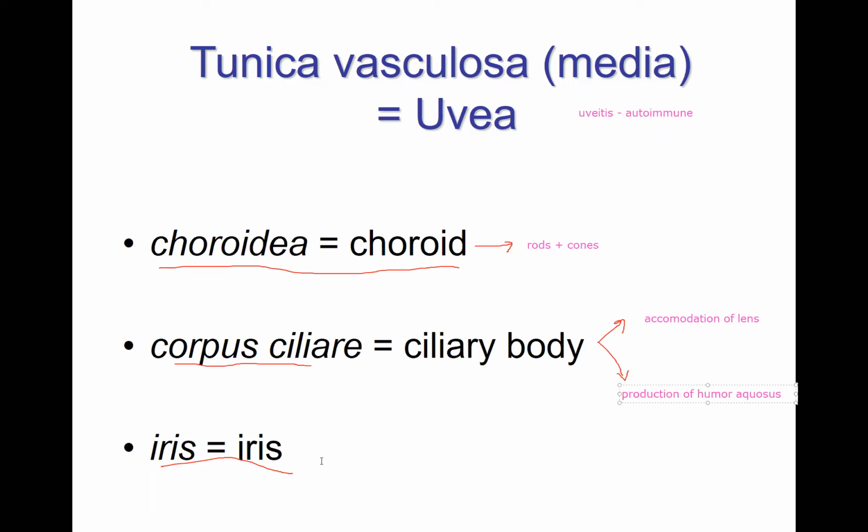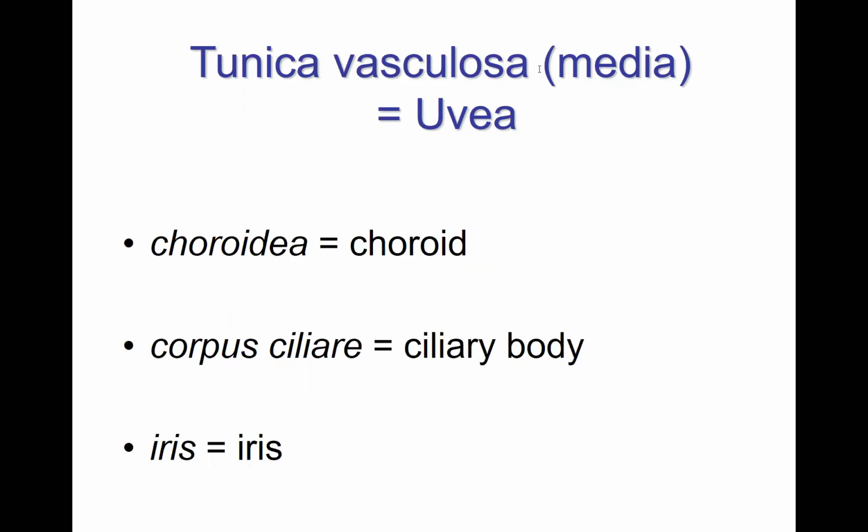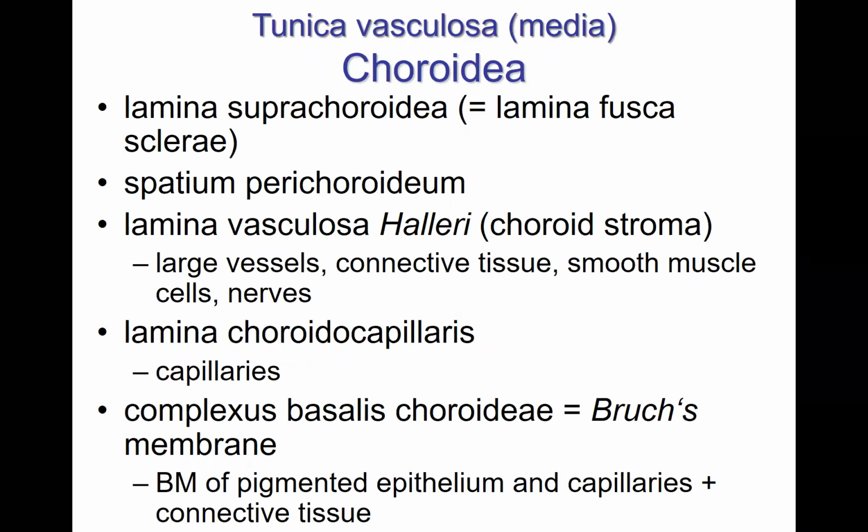And the function of the iris is that it works as a camera diaphragm. So it changes the amount of light coming in by miosis and mydriasis. So that's just generally the function. And now let's talk about the choroid.